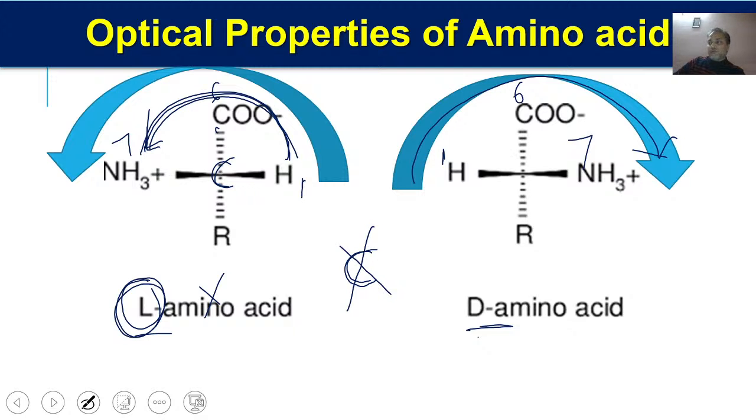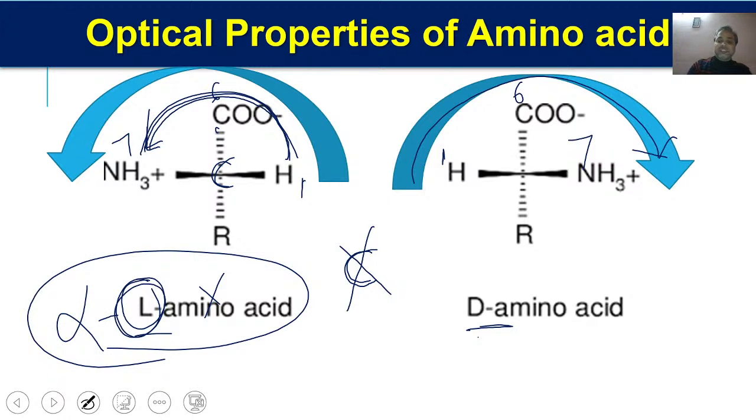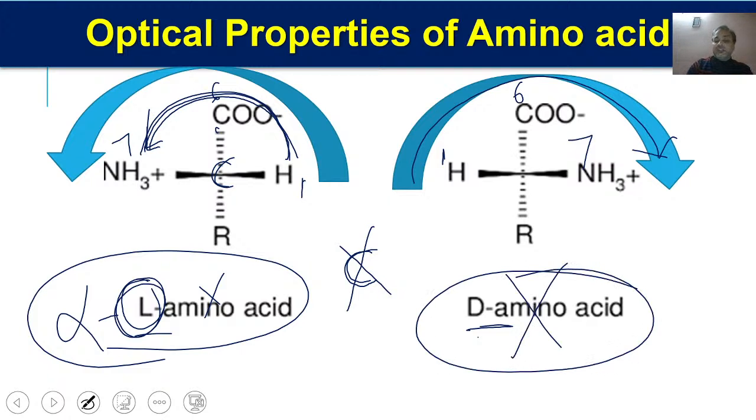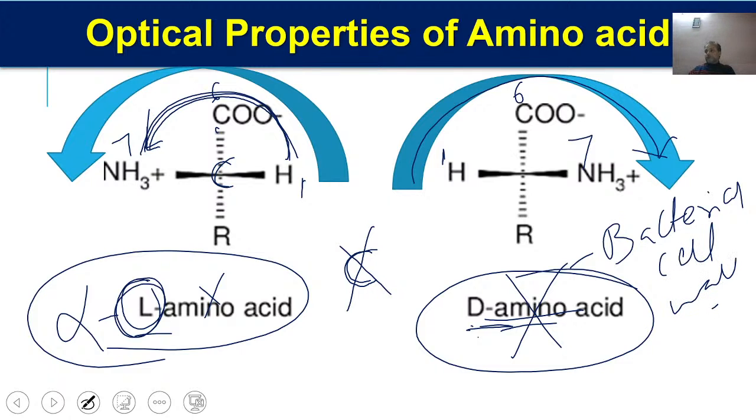In our body, whatever amino acids we use for protein synthesis are alpha L amino acids. We never use D amino acids for protein synthesis. Where can we find D amino acids? We can find them in the bacterial cell wall. If someone is from microbiology, they can tell you that D-pimelic acid or some other amino acids can be in the D form in the bacterial cell wall. Otherwise, normally in protein synthesis we do not use D amino acids. Clear?